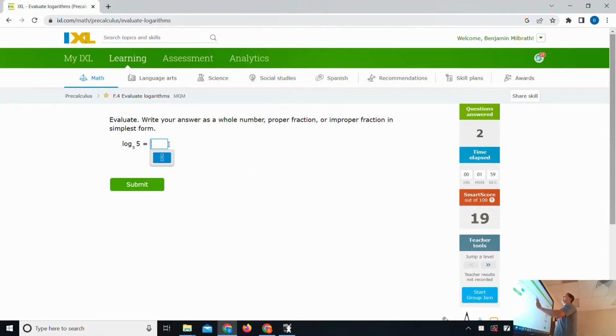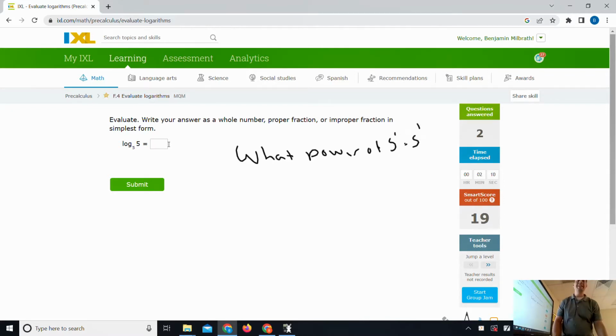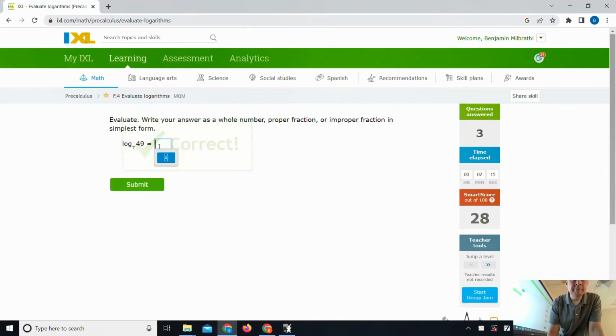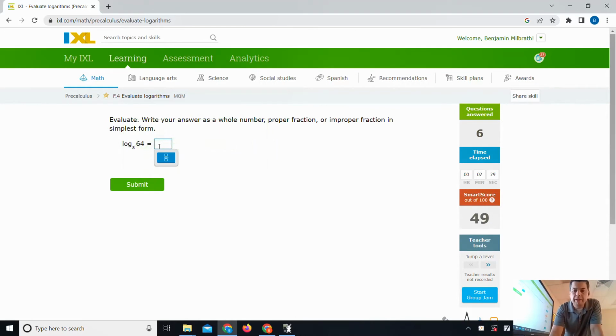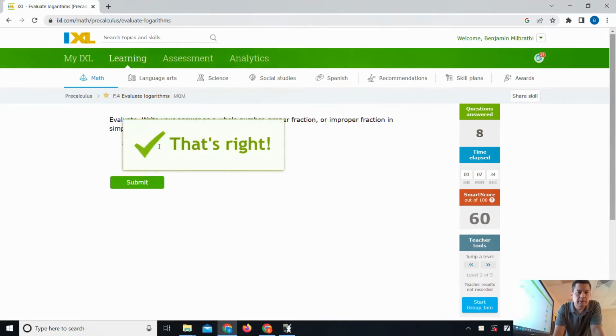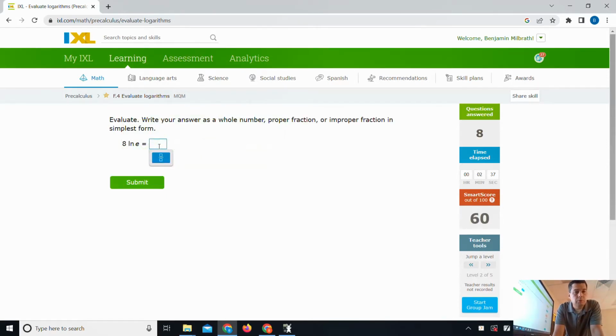What power of 5 is 5? What power of 5 equals 5? And the answer is the first power, because 5 to the first is 5. Easy peasy. What power of 7 is 49? 2. Way too easy. What power of 3 is 81? 4. What power of 4 is 16? 2. See how these go? What power of 8 is 64? 2. What power of 6 is 36? 2.